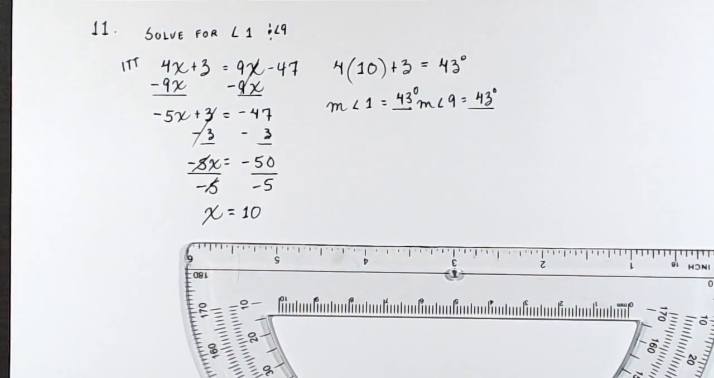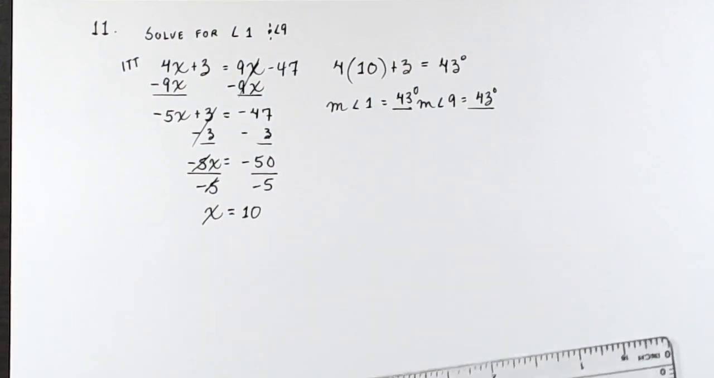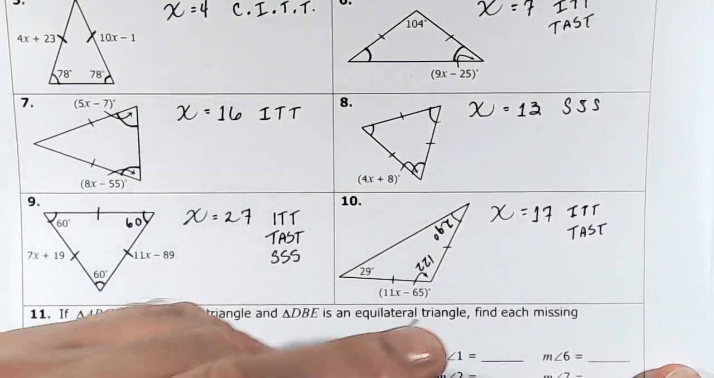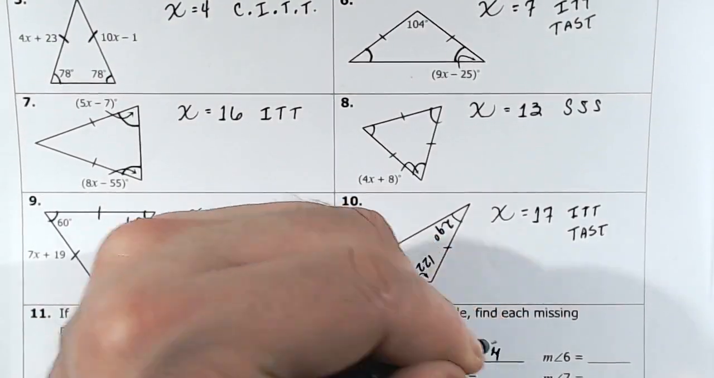Okay. So we'll go over here and write that in. Measures of angle 1 and 9 are both 43 degrees.